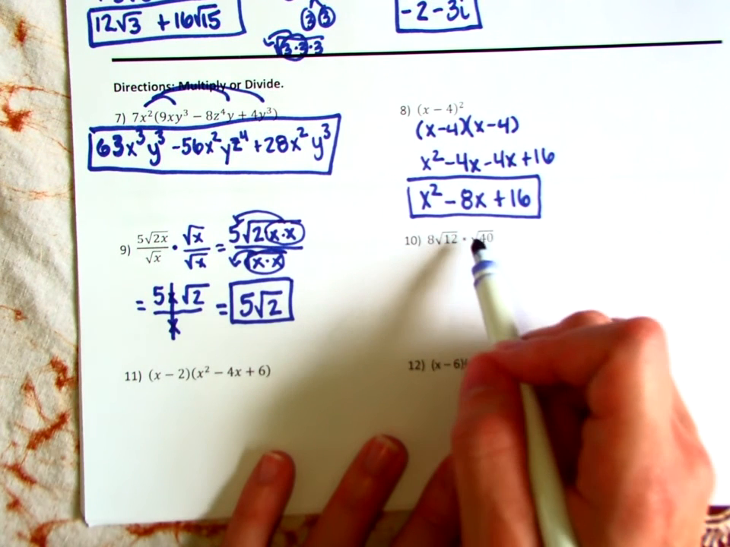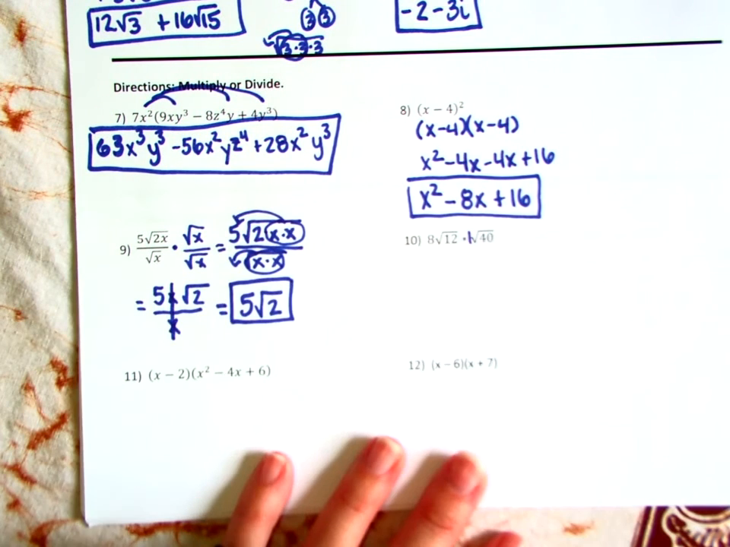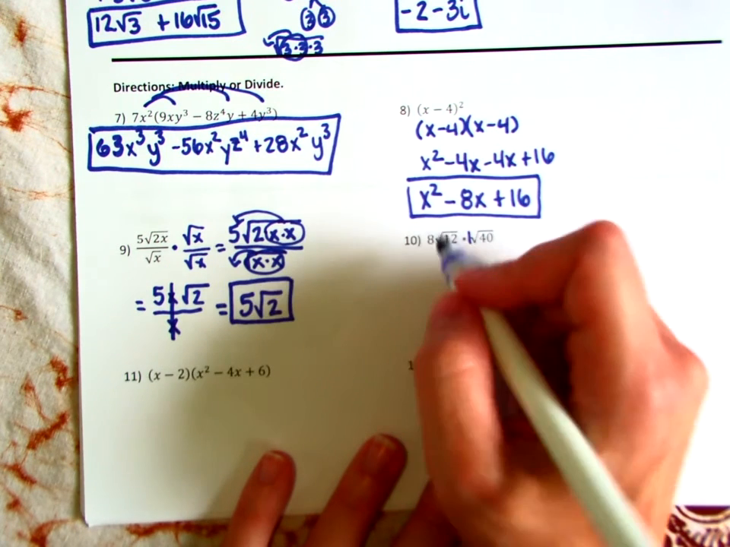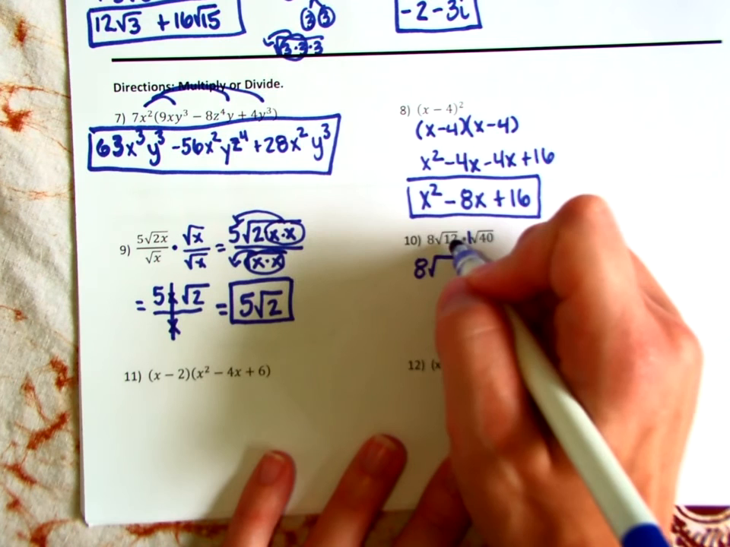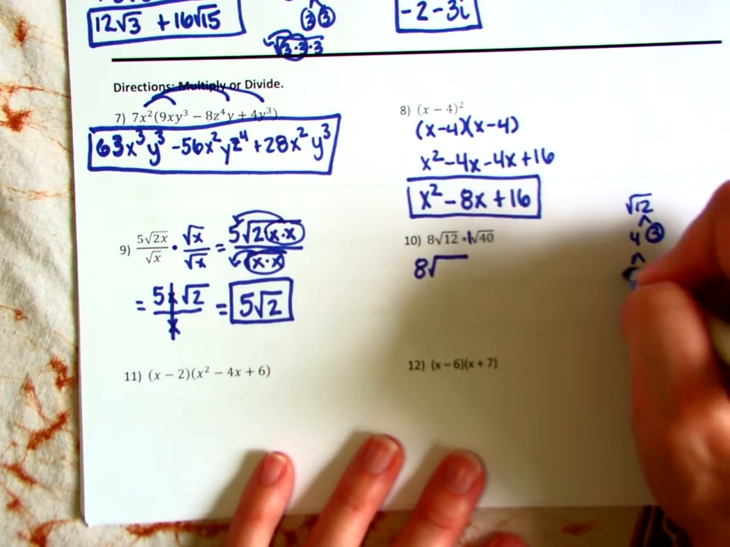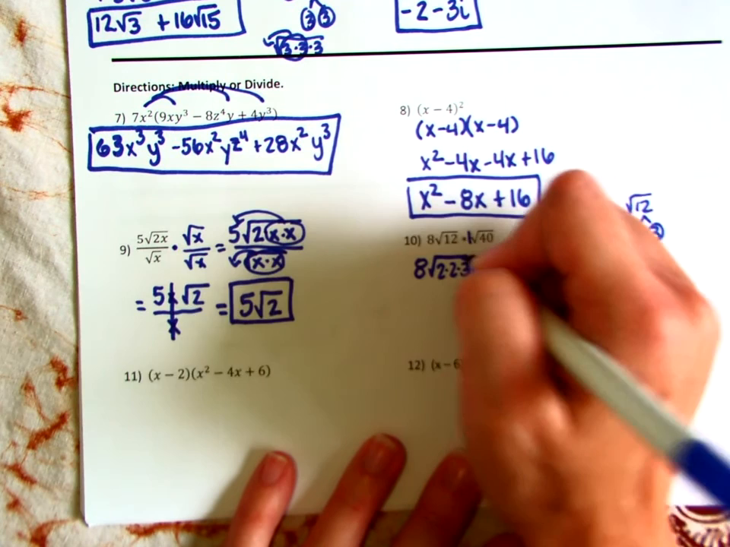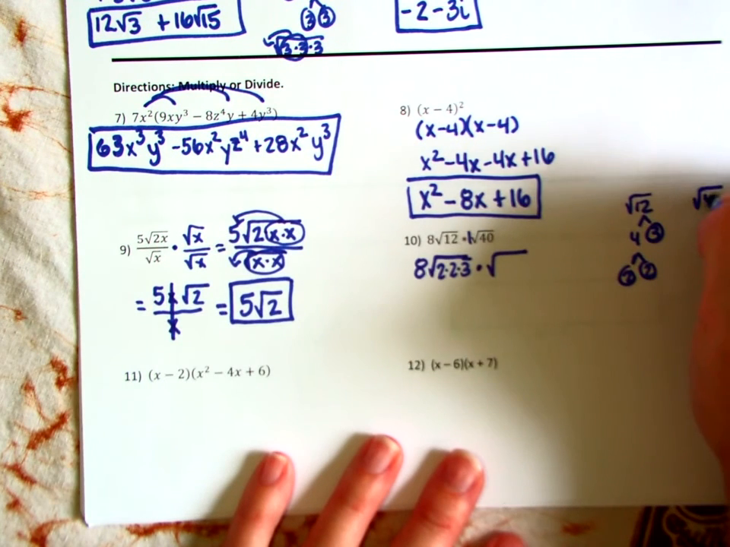You can multiply the outsides, so we would have 8 times this invisible 1 to get 8, and multiply the insides. Or you can do what I emphasized in class, which is go ahead and multiply your outsides, and then do your prime factorization of the insides. So if we came off to the side and we did 12, that's 4 and 3, which then is 2 and 2. So we got 2 times 2 times 3, and then we're going to multiply that times the square root of 40. So we got to do 40 now.